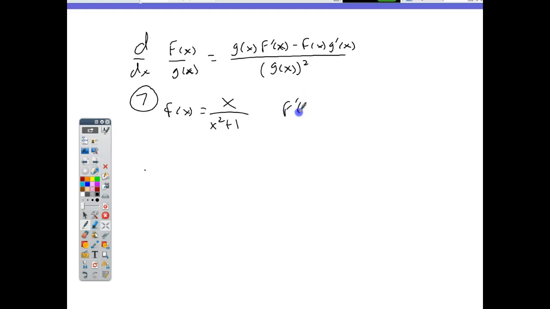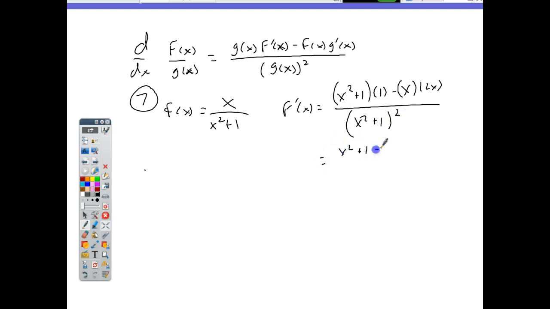So the derivative of this would be, lift up the bottom times the derivative of the top, which is 1, minus the top times the derivative of the bottom. What's the derivative of the bottom? 2x. All over x squared plus 1 squared. Now I'm going to go a little farther here. I got x squared plus 1 minus 2x squared over x squared plus 1 squared. And that's going to give me negative x squared plus 1 over x squared plus 1 squared.